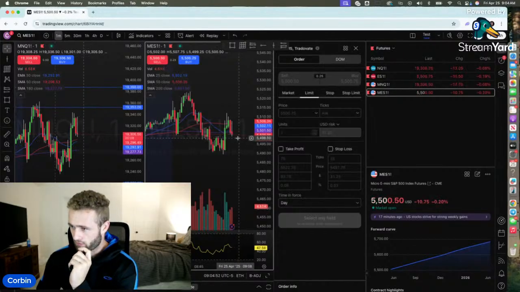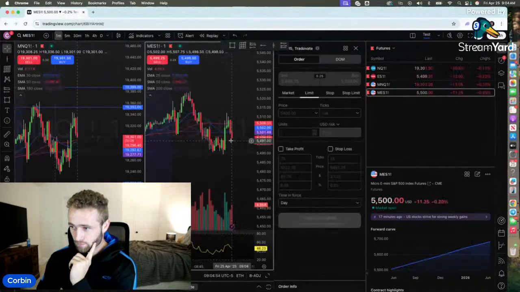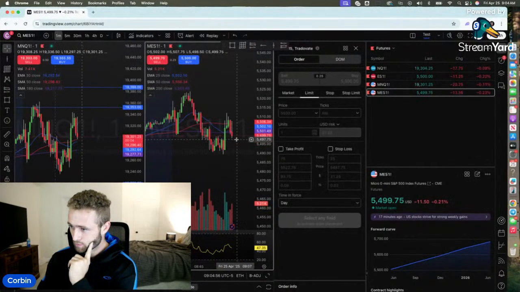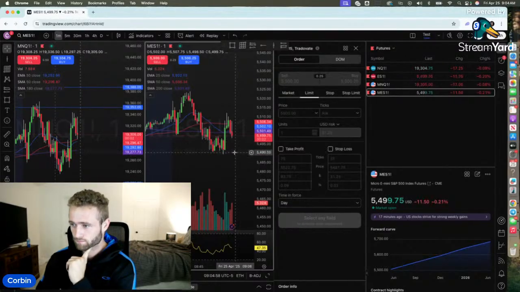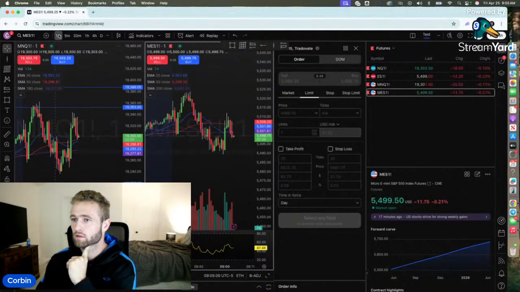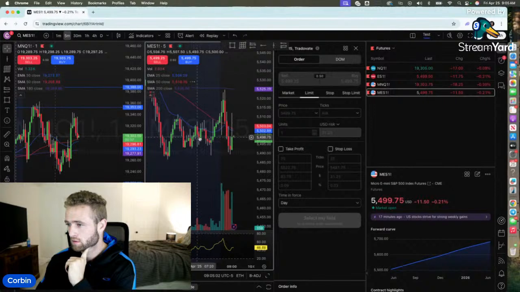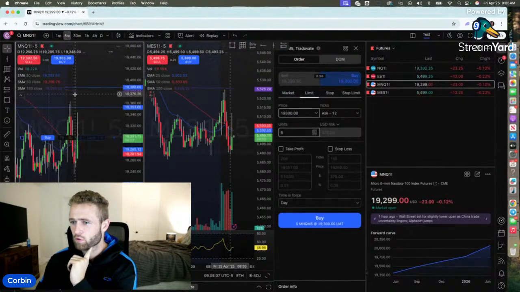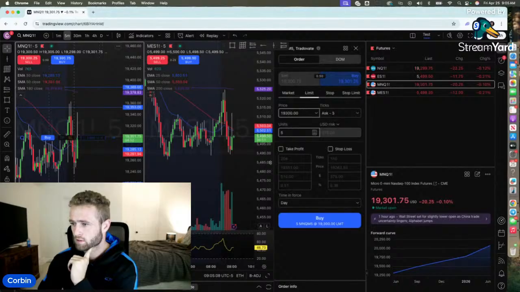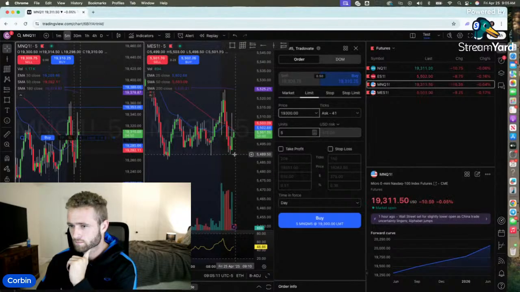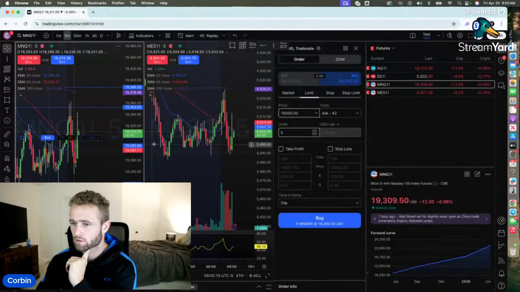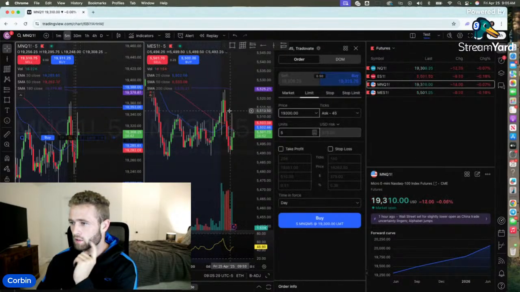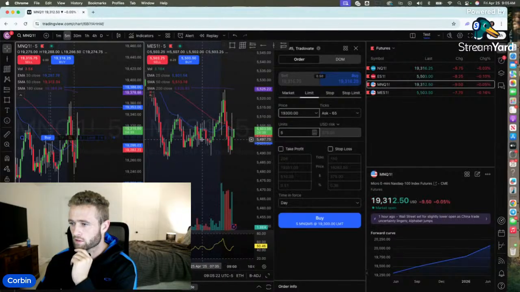Looks like we have a continuation to the downside. Let's see what the 5 minute looks like. What's the 5 minute on this look like? Higher lows, higher lows. Lower highs, lower highs. Nothing crazy happening.